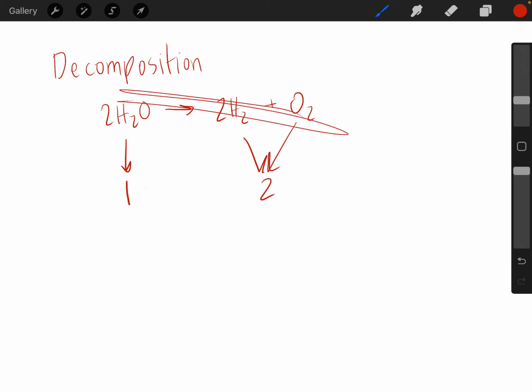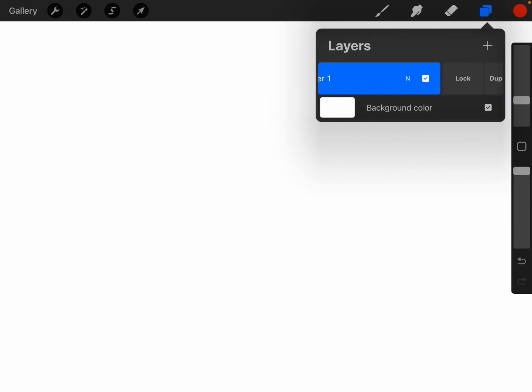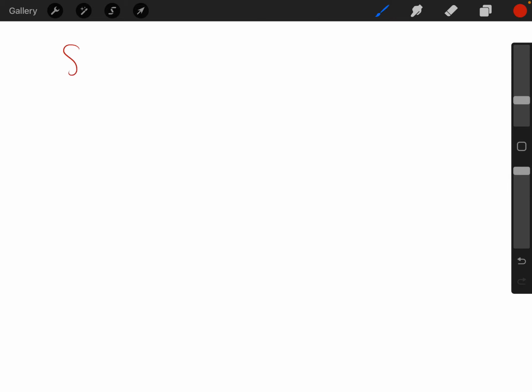Okay? Oops, I'm going to do something even faster here. Boom. All right, next thing we have is a single replacement reaction.